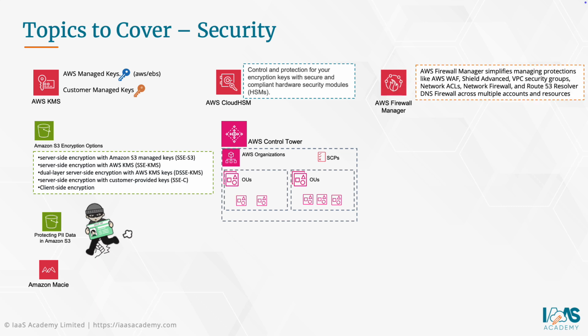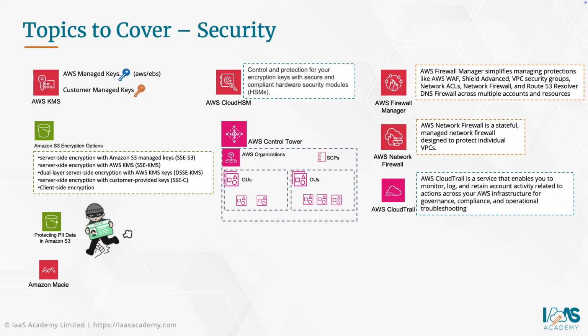Next, we have AWS Firewall Manager. So AWS Firewall Manager basically simplifies the management of protection services like WAF, Shield, security groups, network access control lists, firewalls, and Route 53 Resolver DNS Firewall across multiple accounts and resources. You have AWS Network Firewall. Now, this is basically a firewall service that performs stateful managed network firewalling designed to protect individual VPCs. So be sure you understand the key difference between what Firewall Manager is and Network Firewall.